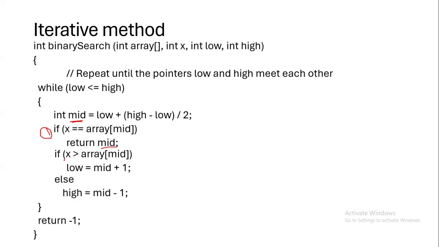If equality is there, we simply return mid, that is the index of the match found. Then if x is greater than array of mid, we search in the right half by updating the low pointer to mid plus 1. Otherwise, we search the left half by updating the high to mid minus 1. This process continues until the element is found or the search range becomes empty. If the element is not found, then the function returns minus 1. This is how the binary search works.